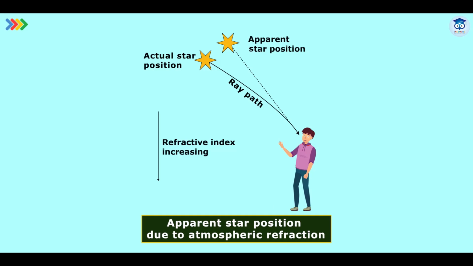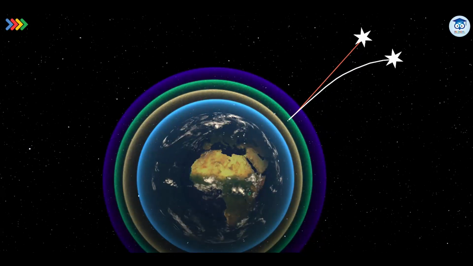When starlight enters the Earth's atmosphere, it passes through layers of air with varying densities. Each layer causes the light to bend slightly towards the normal as it moves into progressively denser air closer to the Earth's surface, resulting in a curved ray path. However, the observer on Earth perceives this light as if it is traveling in a straight line. As a result, the star appears at a higher position than its actual location. It is an optical illusion created by the refraction of starlight through Earth's layered atmosphere.